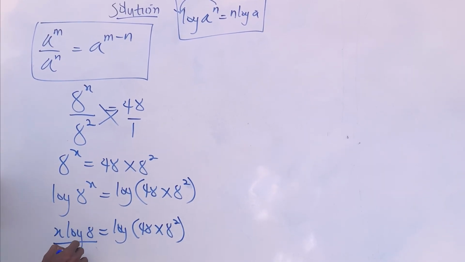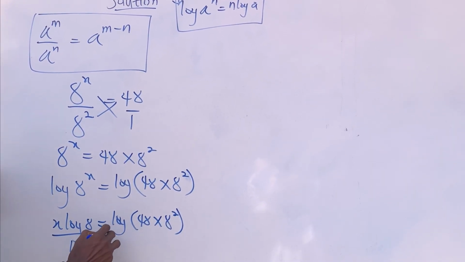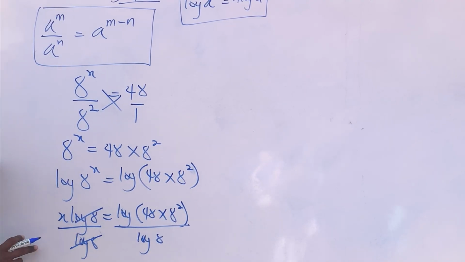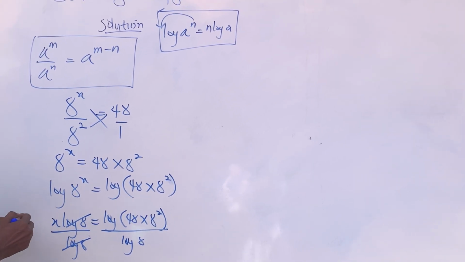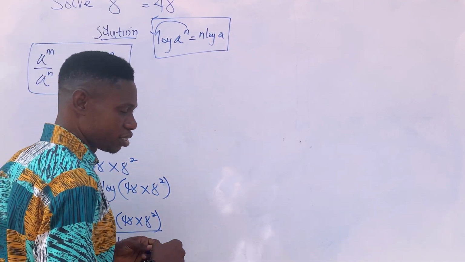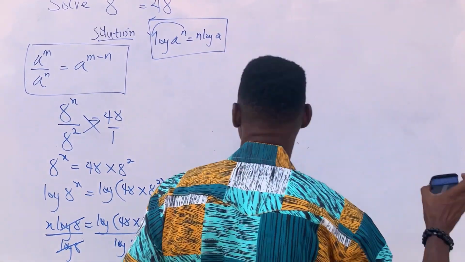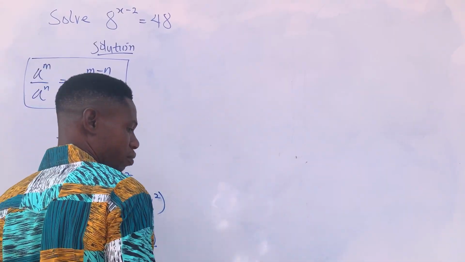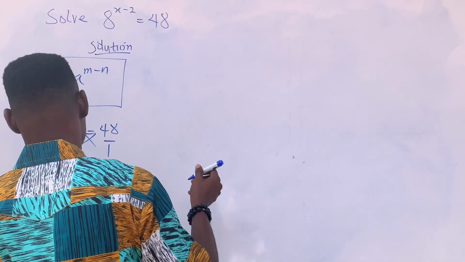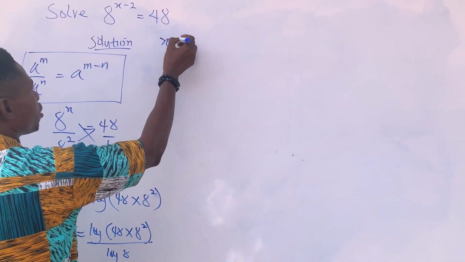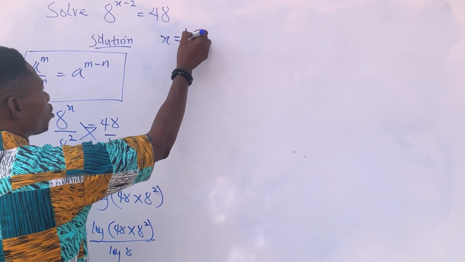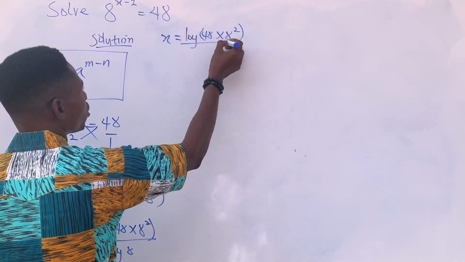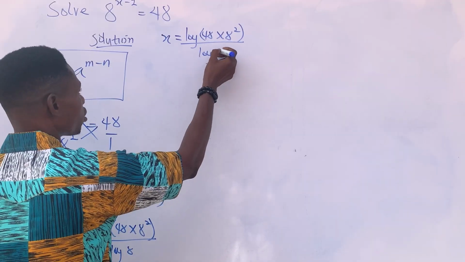If we divide both sides by log 8, log 8 divided by log 8 cancels, and what we'll have is x equals log 48 multiplied by 8 square divided by log 8.